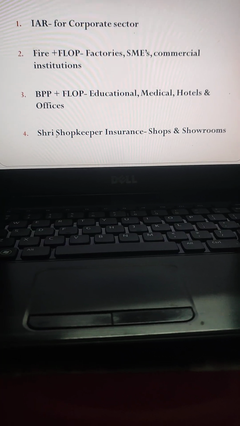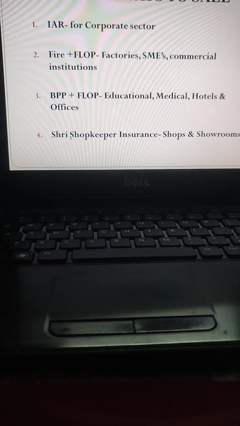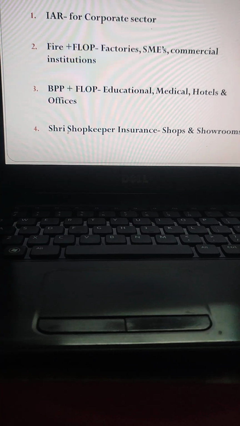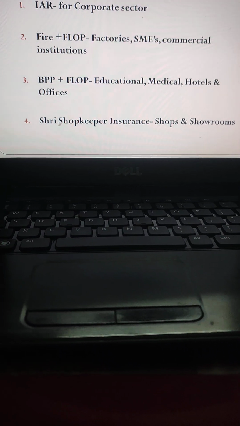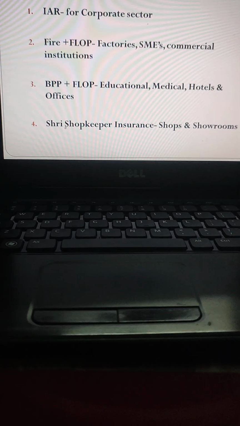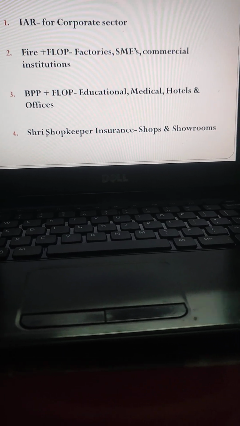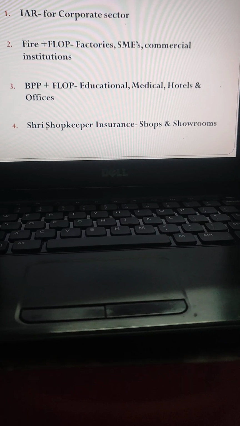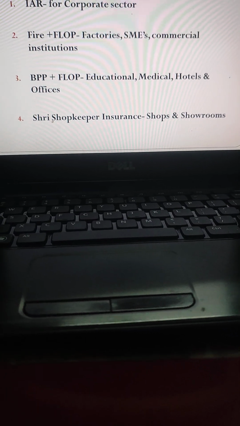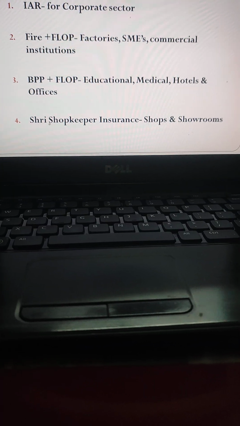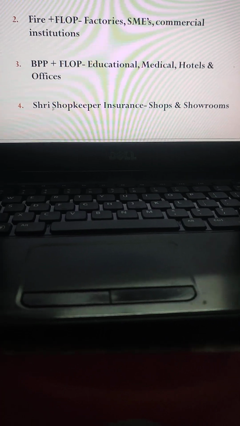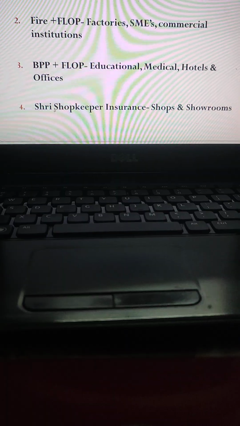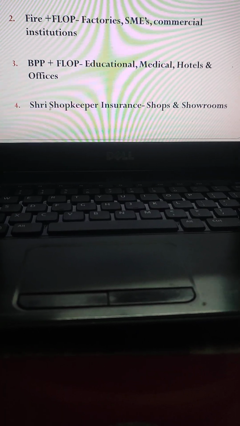There are many ways to sell it, like if a customer is taking the industrial all-risk policy for corporate sector, in that case the FLOP section is included in that only. Another one is if any fire policy is issued to any factories, SMEs or commercial institutions, like standard fire and special peril policy or the Bharat Sukshma Udyam Suraksha policy or Bharat Laghu Udyam Suraksha policy. In that case also it can be given. Third is if there is any package policy by any insurance company, like the companies have business protector policy also. So with them also it can be given.